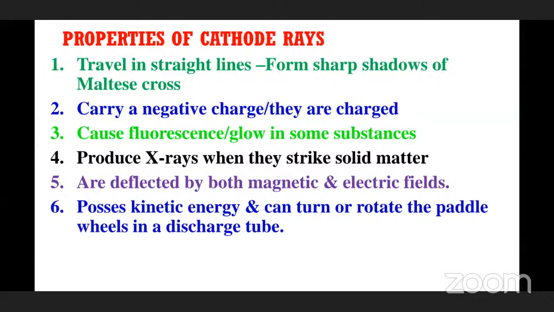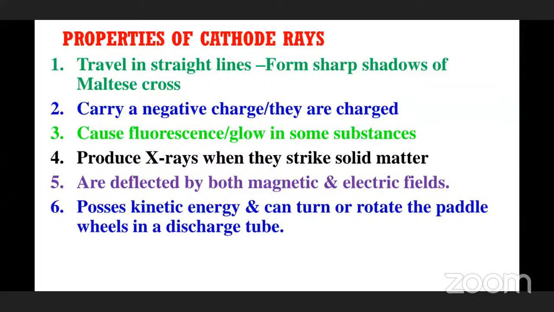With the properties, that is another very important part that you need to note: the properties of the cathode rays can be tested in an exam. One of the properties of the cathode rays is that they travel in a straight line. That simply means what? They form sharp shadows of a Maltese cross.